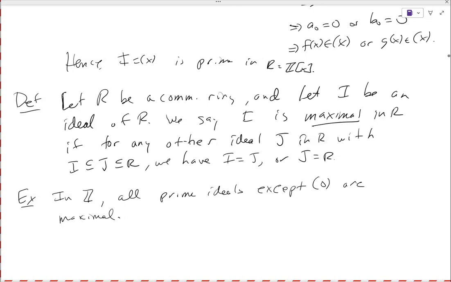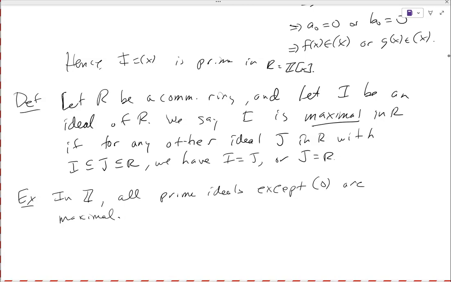What's the only element in the 0 ideal? 0. If you're in an integral domain, what's the only way you can multiply to 0? What are the elements in 0? If you're in an integral domain, the only way you can multiply to 0 is if one of the factors is 0. And that's just another way to say that you're in the 0 ideal. So in an integral domain, the 0 ideal is always prime.